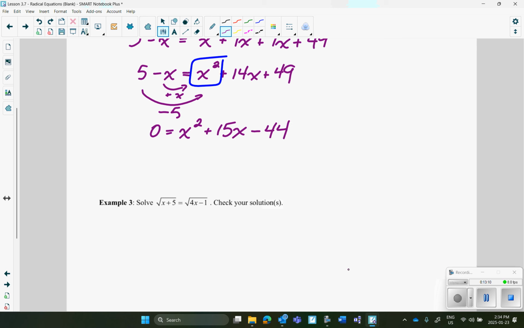Hang on. Whoa! Don't look at me that way, because Ayla and I have something to do here. So I'm going to solve it by factoring. Why don't you come up here and solve it by the quadratic formula? We'll see which one gets there.